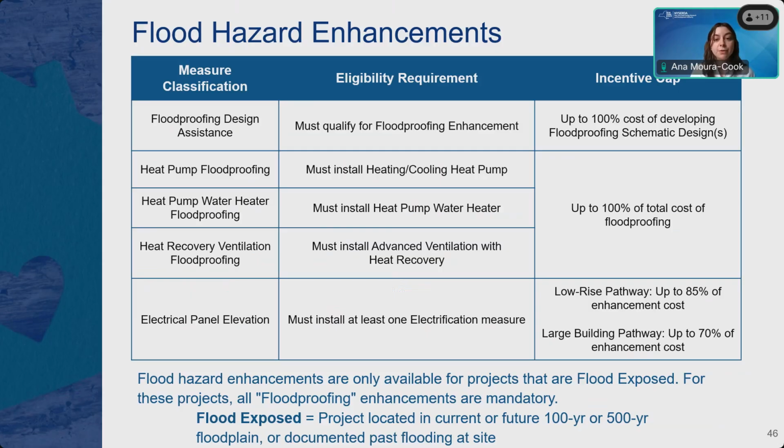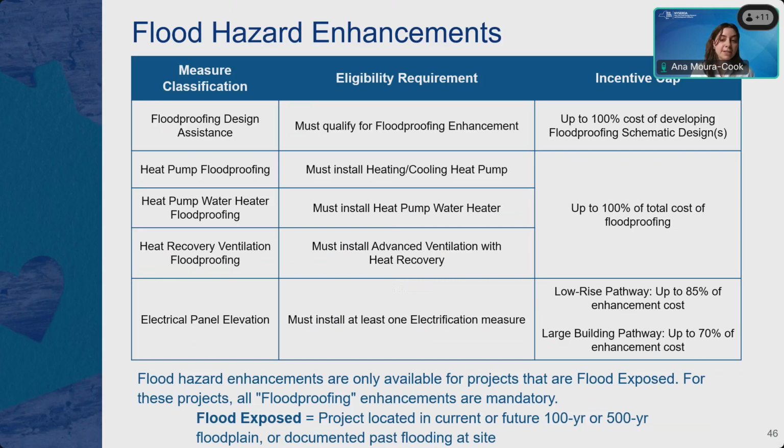Basically, if you are in the 100 or 500 year FEMA floodplain, or if you've had documented flooding on your site in the past, and you are already installing measures such as heat pumps, heat pump water heaters, or heat or energy recovery ventilation systems, you will also do the flood proofing of those systems. NYSERDA will pay for up to 100% of the total cost of both the installation and the design of that flood proofing. So that is the flood proofing design assistance in the first row there.